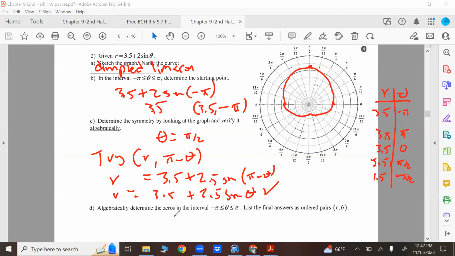If you plug in 0, you're not going to get anything because you wind up getting this. So sine theta will be negative 3.5 over 2, and that's impossible. Can't have that.